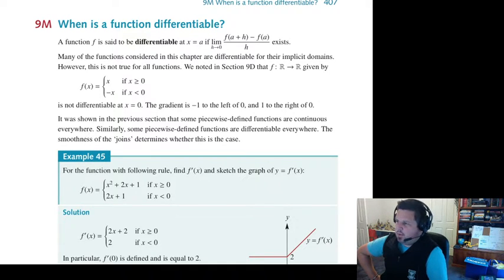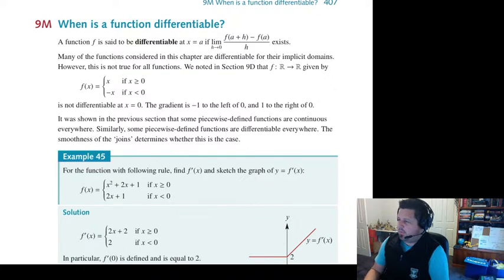Hope everyone is well. Today we're doing this quick finish off with chapter number 9, looking at when a function is differentiable. Now, as you can read there, a function f is said to be differentiable at x equals a if the limit as h approaches 0 for that exists. So that's useful to know. That's in the bubble box down the bottom, which is worthwhile making a note of.